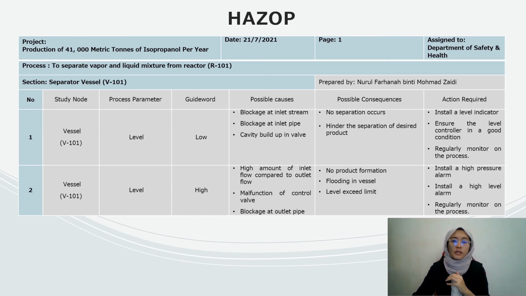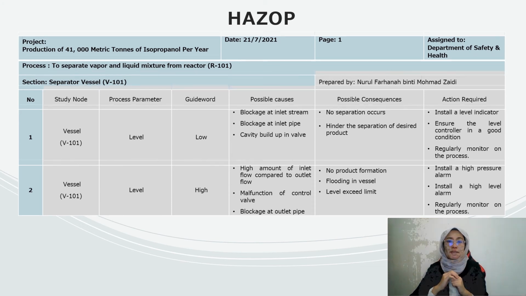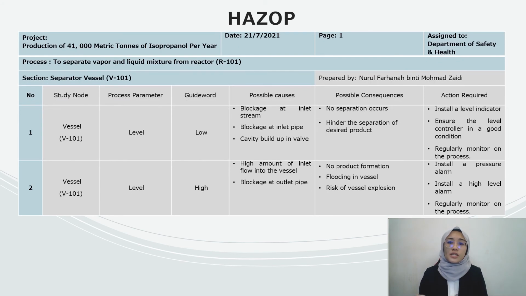Therefore, the possible action that may be implemented to avoid this is by installing a level indicator and conducting a routine inspection in order to ensure it is constantly in good condition. It also includes regular monitoring of the process in order to identify any slight variation of the process variable that may be occurring.